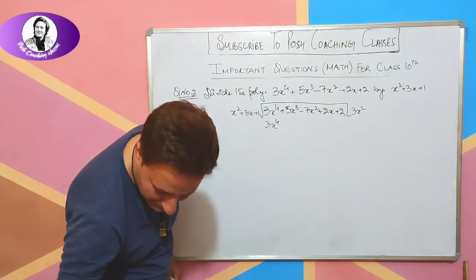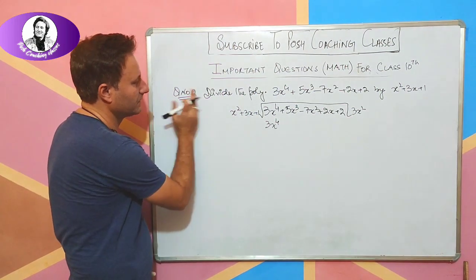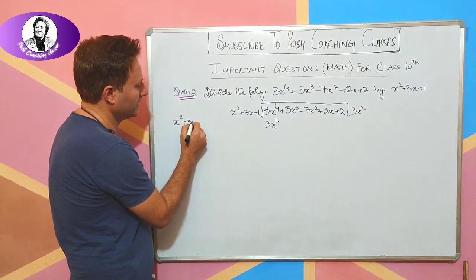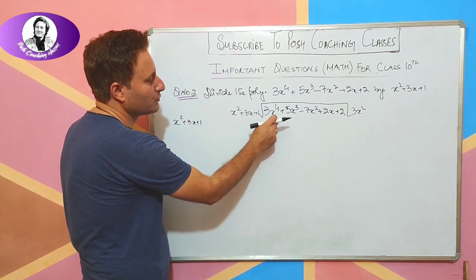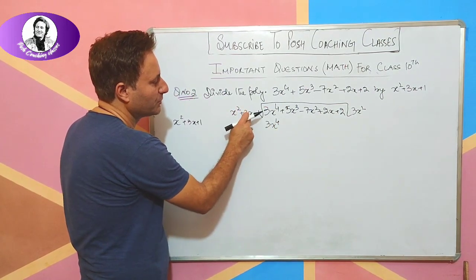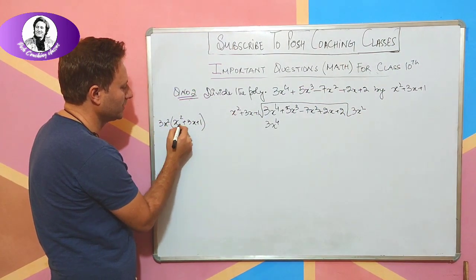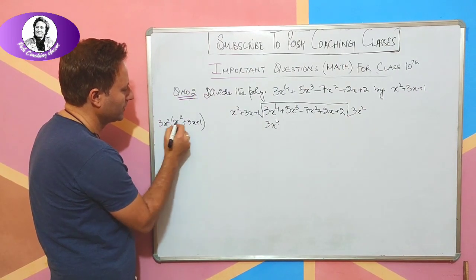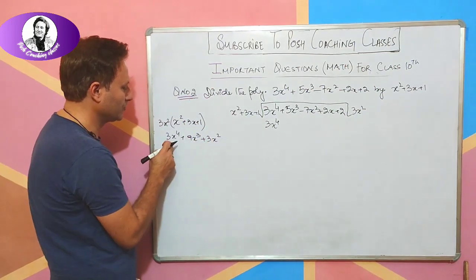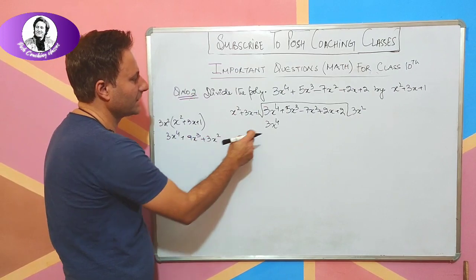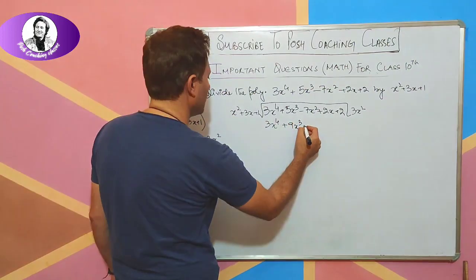I'll do it here. So it is x squared plus 3x plus 1. First, we checked what we have to do to make this identical. Now this whole thing is multiplied with 3x squared. So we get 3x raised to the power 4, 3 3s are 9x cubed, and 3 into 1, 3x squared. Now we have 9x cubed, we'll write it under 5x cubed, and then 3x squared.